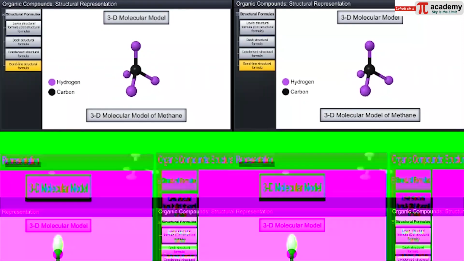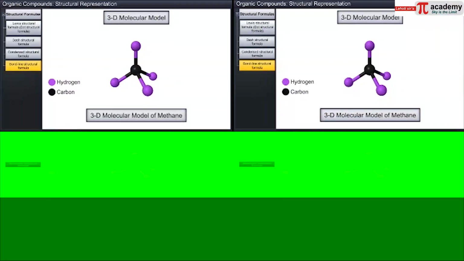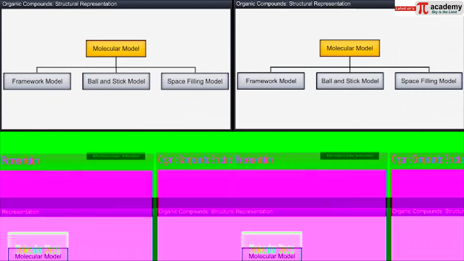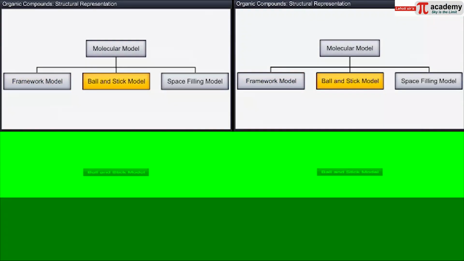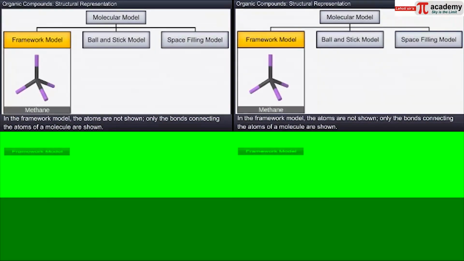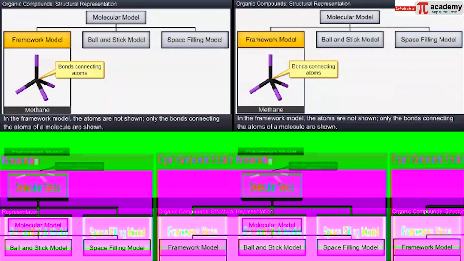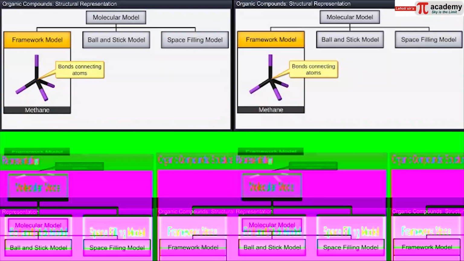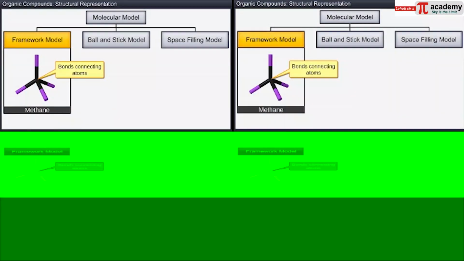Three-dimensional molecular models are used for better visualization and perception of the shapes of organic compounds. There are three types of molecular models: framework model, ball and stick model, and space-filling model. In the framework model, the atoms are not shown. Only the bonds connecting the atoms of a molecule are shown. This model is used to study the patterns of bonds and does not consider the size of the atoms.